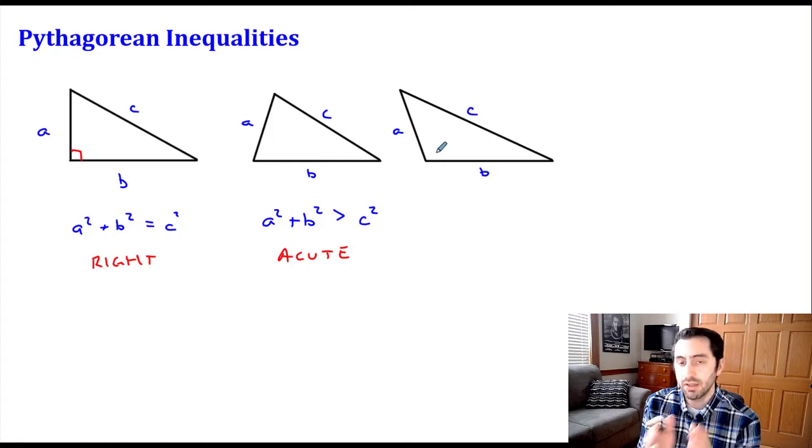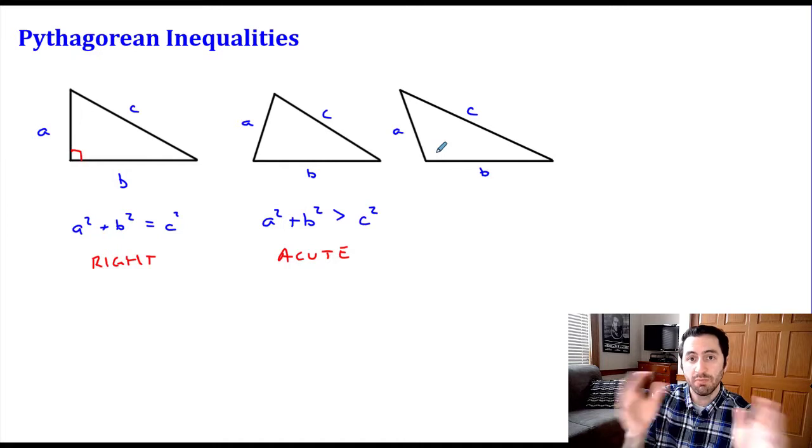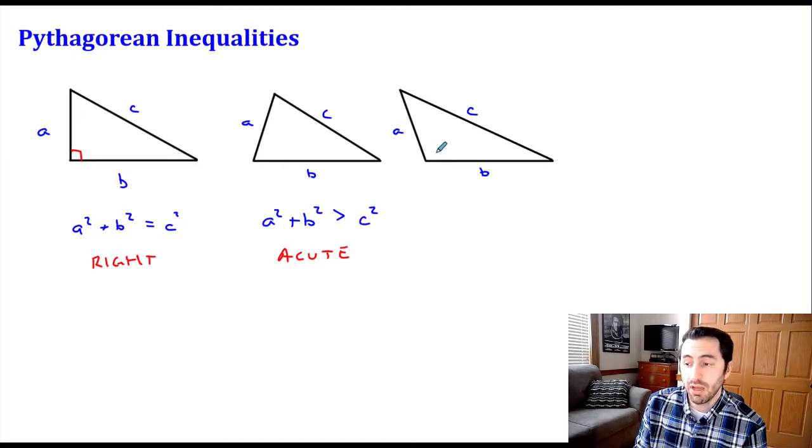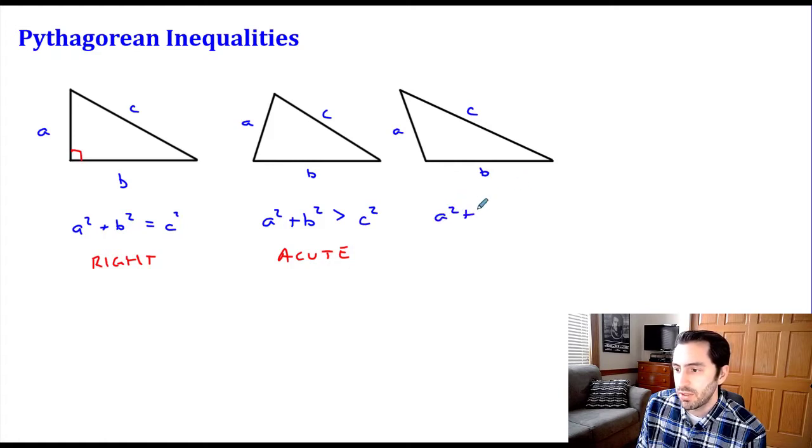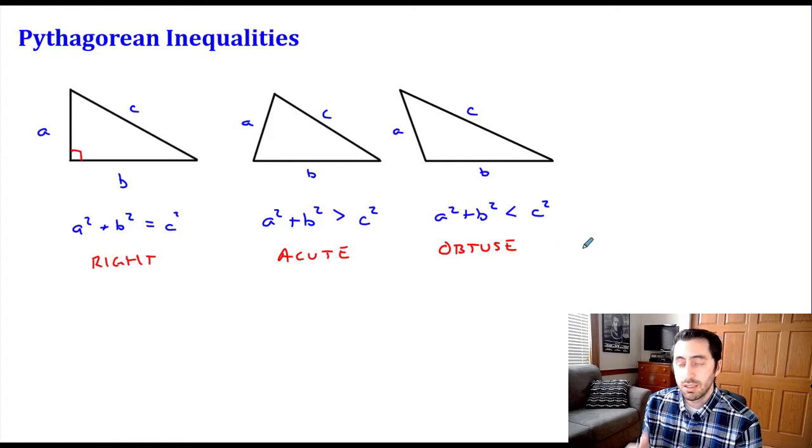Now the angle here is opening up and it's bigger than 90. So to make up for that, the length of c also has to get longer. So now a squared plus b squared is smaller than c squared because c squared is bigger now. And if that inequality is true, we end up with an obtuse triangle. So this is what the Pythagorean inequality says.